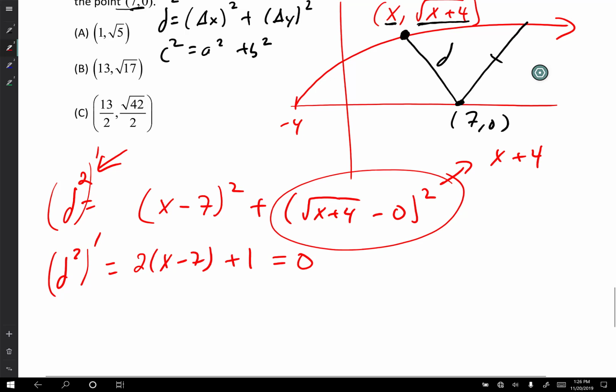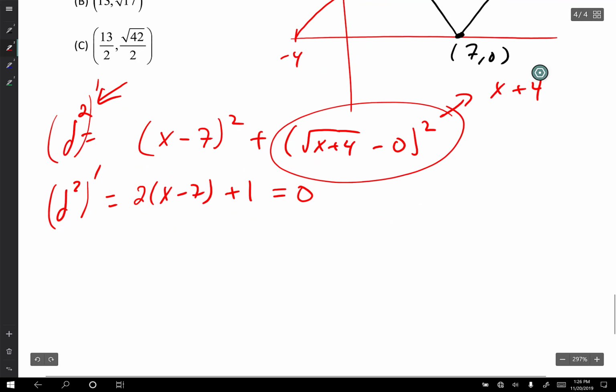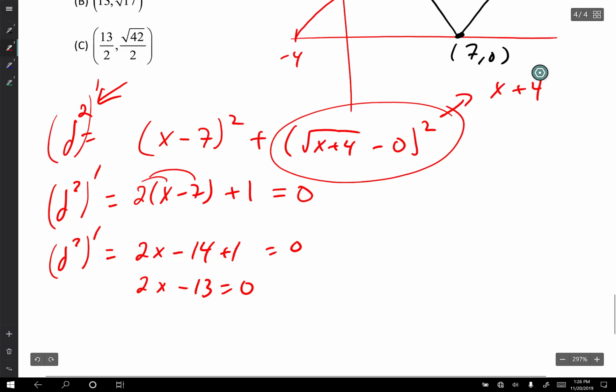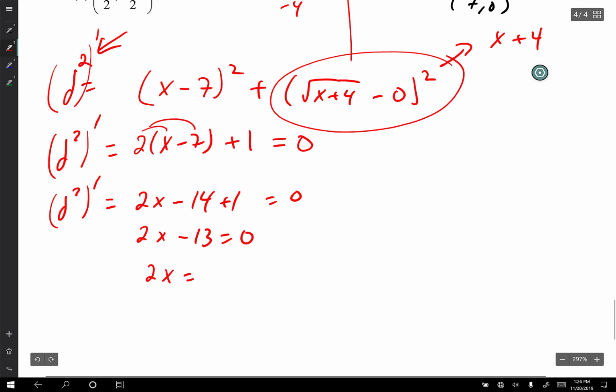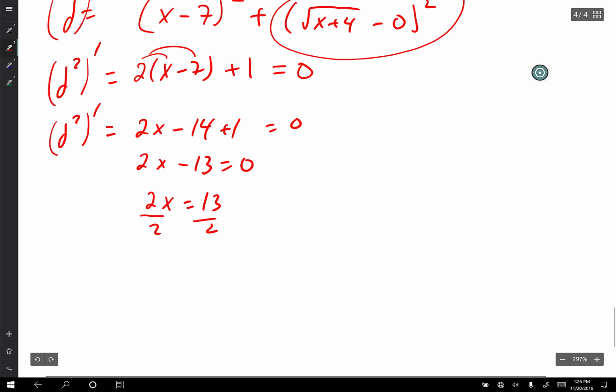Are we still okay, guys? So now look, the derivative is 2x minus 14 plus 1 equals 0. 2x minus 13 equals 0. So that means 2x equals 13. Divide by 2, divide by 2. x equals 13 over 2.